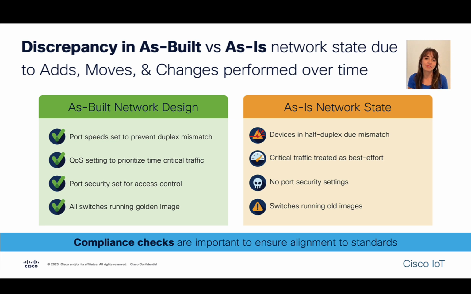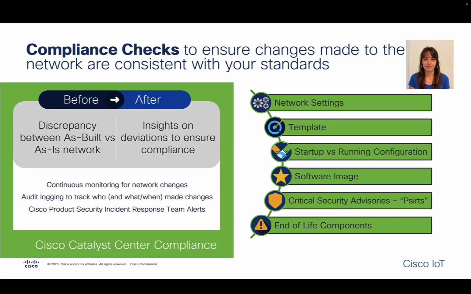Compliance helps us identify what is not working as designed, what is not configured as per the standard, and with this information we can remediate the problem. Let's take a look into Cisco Catalyst Center compliance check. Cisco Catalyst Center implements network setting compliance, day-end template compliance, and discrepancies between startup and running configuration. It highlights when a switch is not running the software image for the site, and it shows critical security advisories and end-of-life components. All of this guarantees that your network will be running up to standards.